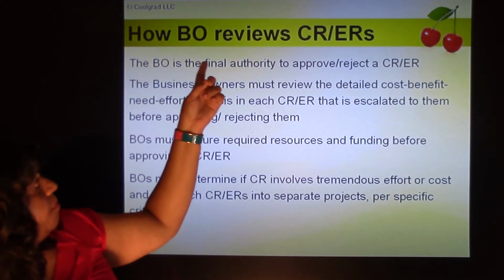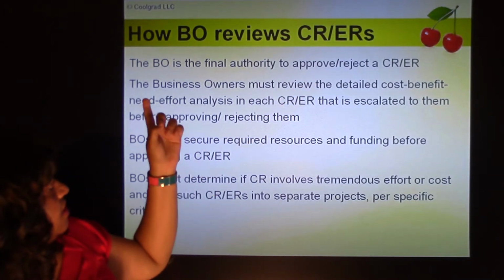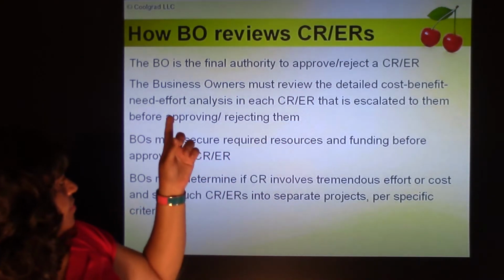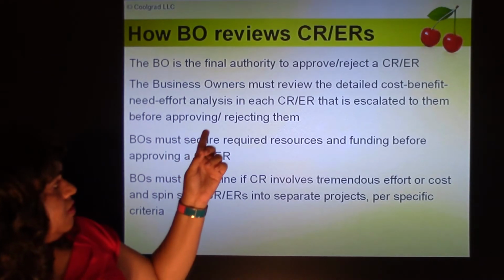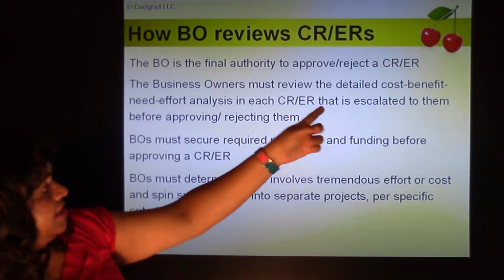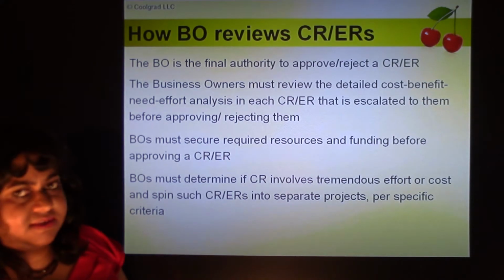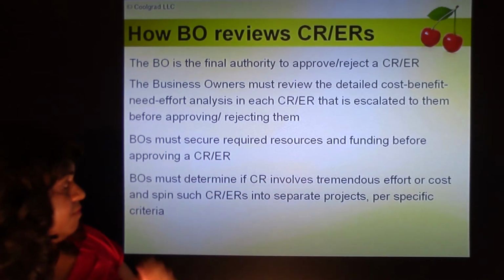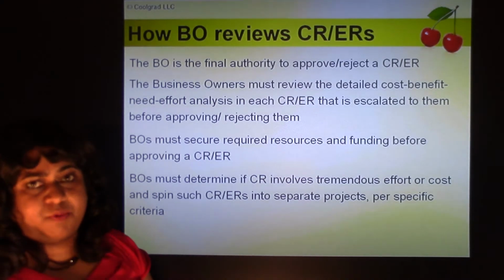So how the business owner reviews CRs and ERs. The BO is the final authority, so he can either approve or reject. Okay, business owners, they do the detailed cost benefit need effort analysis, and then BOs must secure required resources and funding before approving a CR or ER. So this is important.